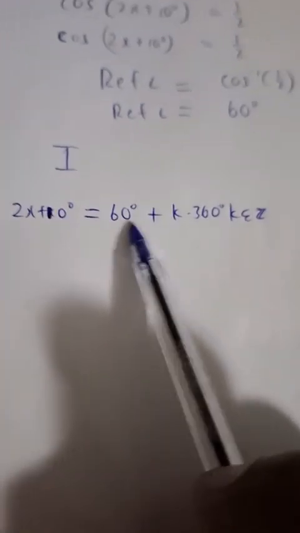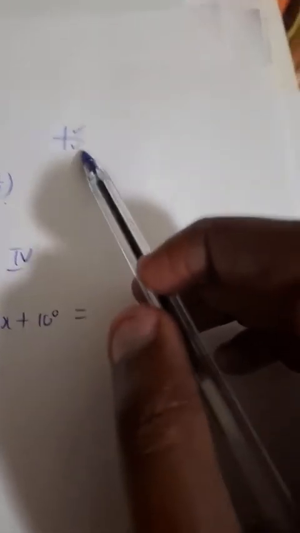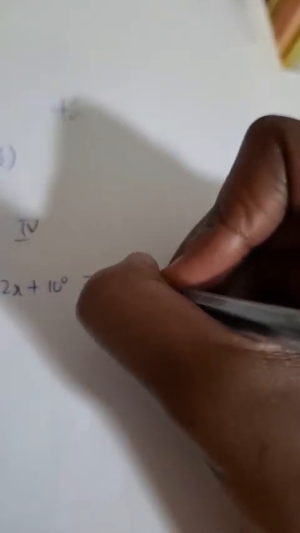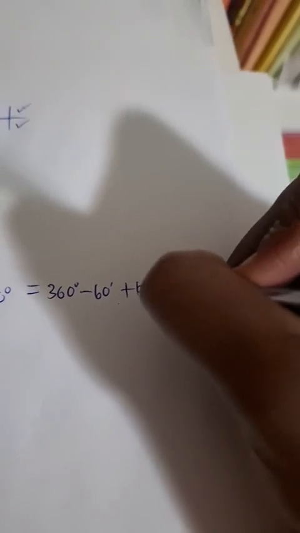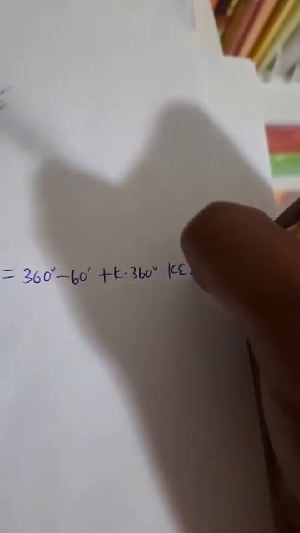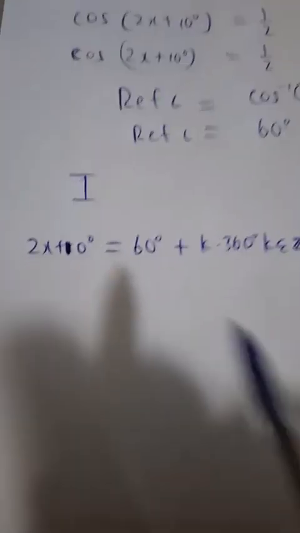Then 2x plus 10 is equal to 60 plus k 360. That's for our first quadrant. Let's go to our fourth quadrant and see how we write the general solution. 2x plus 10 degrees is equal to, remember, this is the fourth quadrant, so we say 360 minus the reference angle, so that's 360 minus 60 degrees plus k 360, where k is an element of integers.